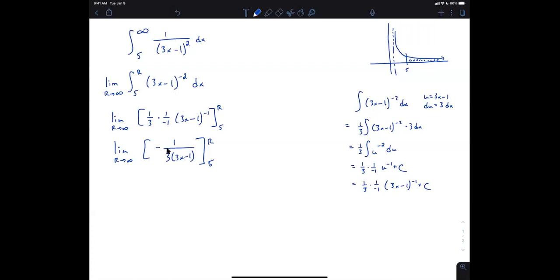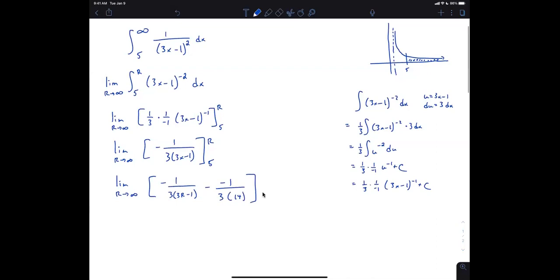All right. So now we plug in R and we plug in 5 and subtract. So we get the limit as R goes to infinity of -1 over 3 times 3R minus 1, minus -1 over 3 times 14, because it's 3 times 5 minus 1.